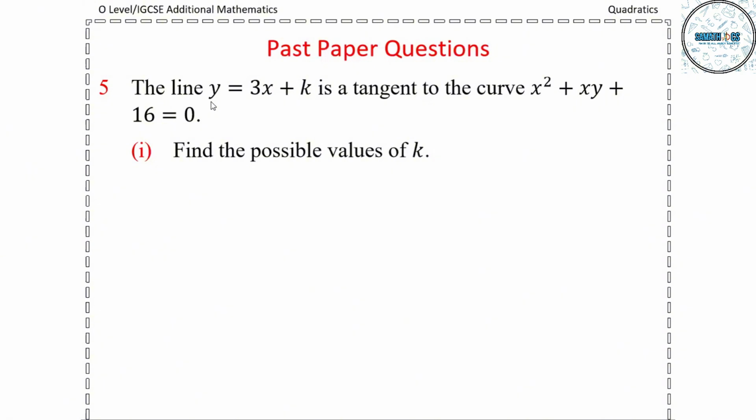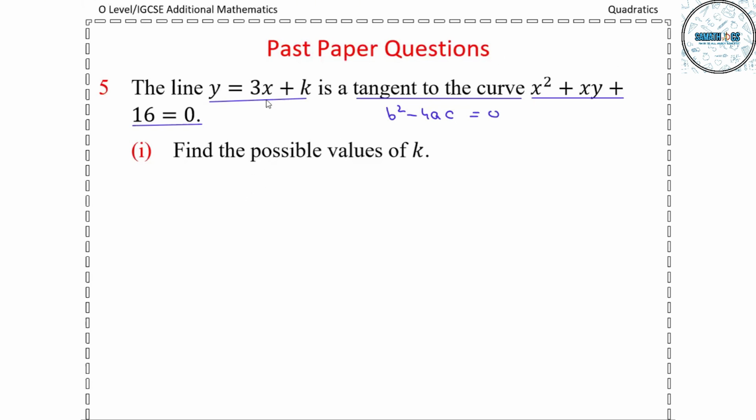The line y is equal to 3x plus k is tangent to the curve x squared plus xy plus 16 is equal to 0. Find the possible values of k. If it says the line is tangent to the curve, it means that b squared minus 4ac is equal to 0. So first of all, we will solve these two equations simultaneously.